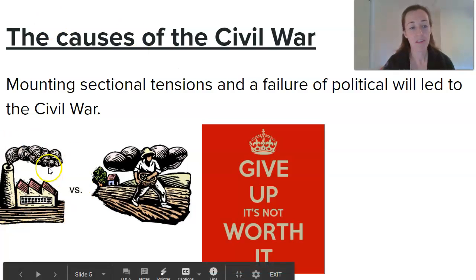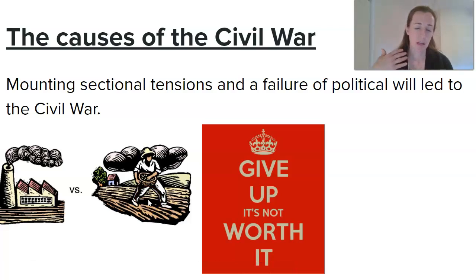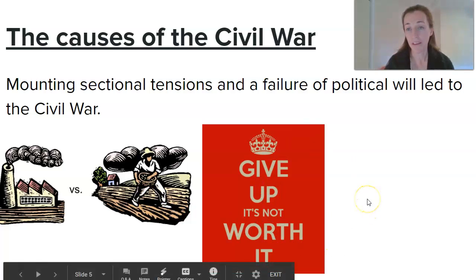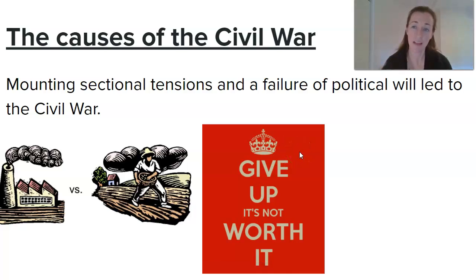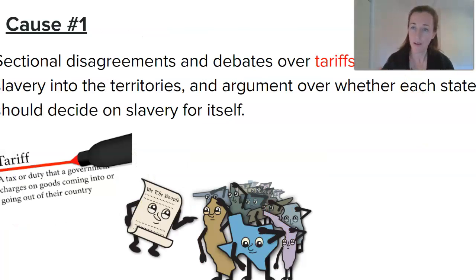Here you have the North, which is more industrial, and the South, which is more agricultural. They developed different industries, they placed value on different industries, and that created tension. And then a failure of political will. So this give up, it's not worth it. The politicians on both sides gave up eventually in trying to find compromise and a diplomatic solution, which leads to war.